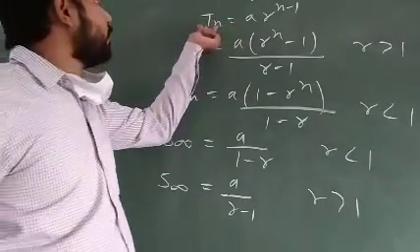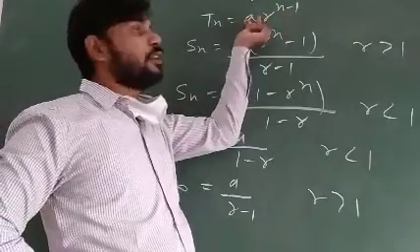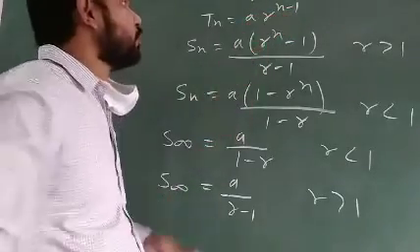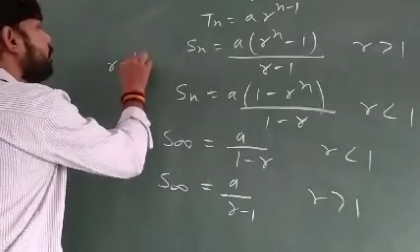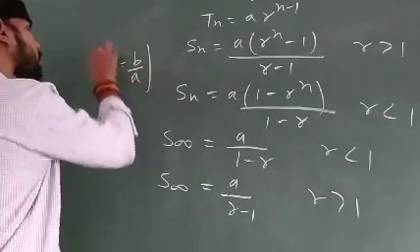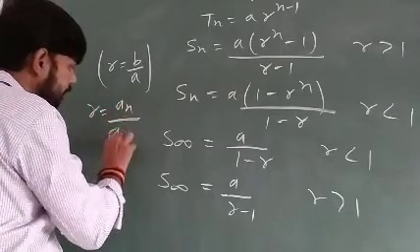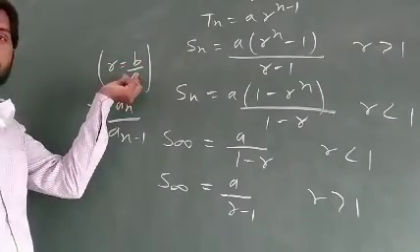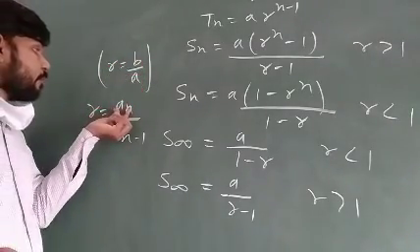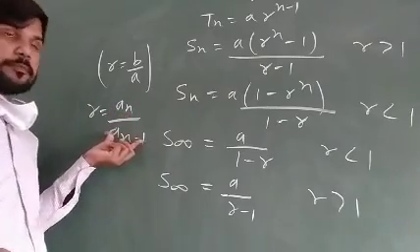Now we'll see the Tn term. A r power n minus 1, where a means first term, r means ratio. Ratio can be taken out as r equals b by a, or you can say r equals an upon a n minus 1, means second term upon first term, or you can say fifth term by fourth term, seventh term by sixth term.